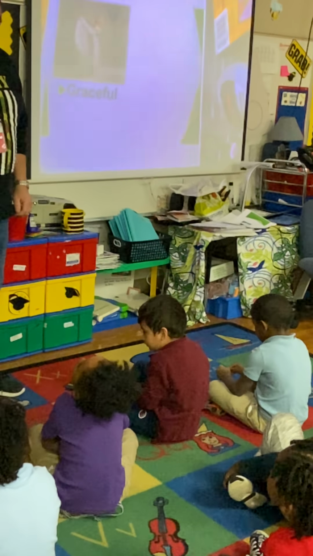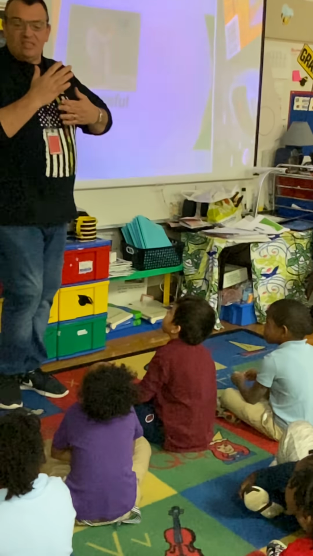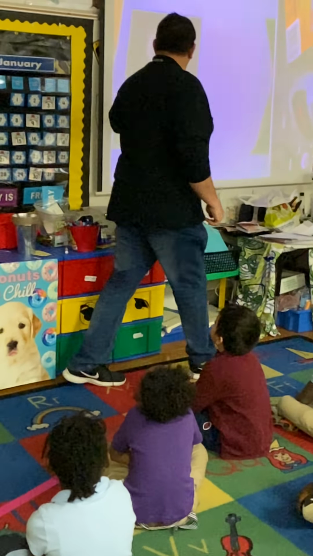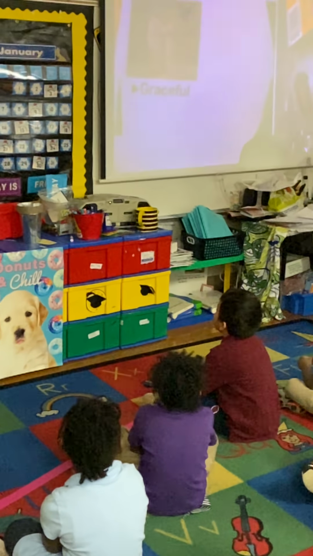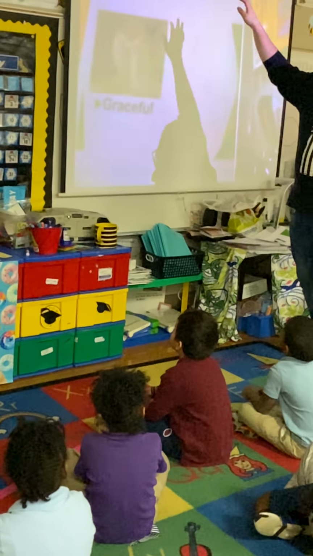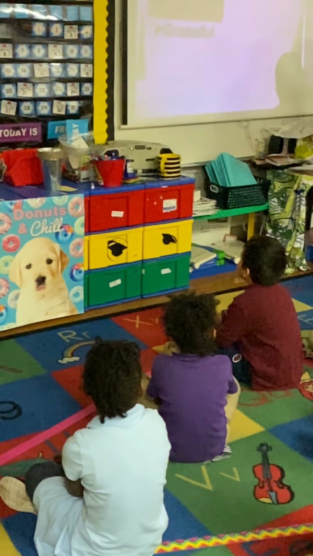When Kenya was dancing yesterday, her dancing was nice and graceful. Mine was rough, but hers was graceful, right? So we look at this ballerina, and she looks very graceful in her movements, right? She has that nice pose, and she's ready to go.